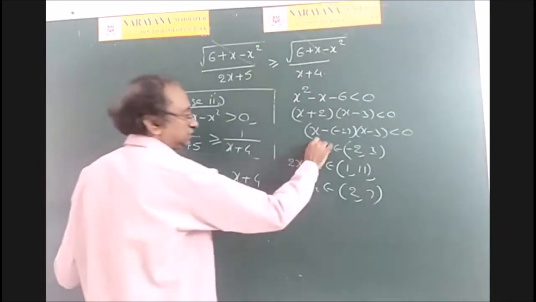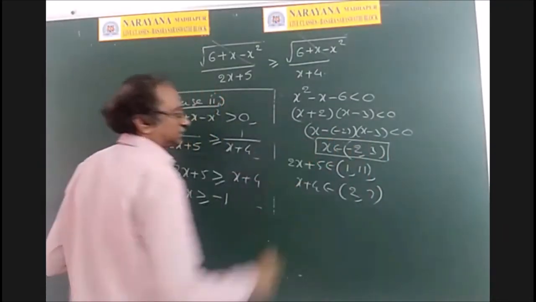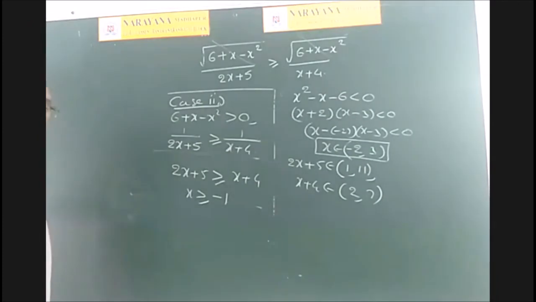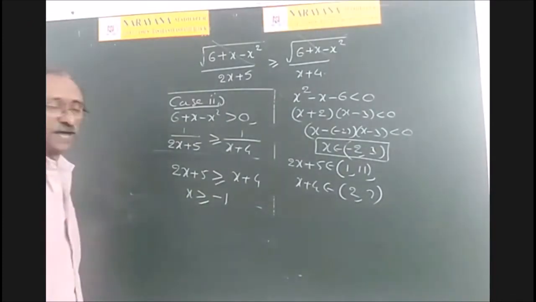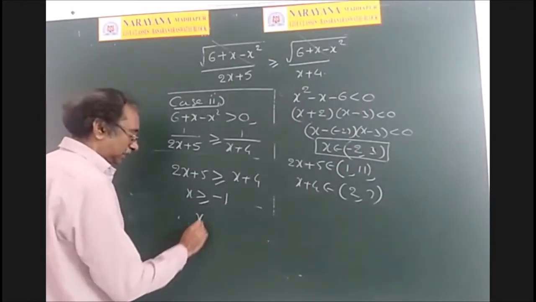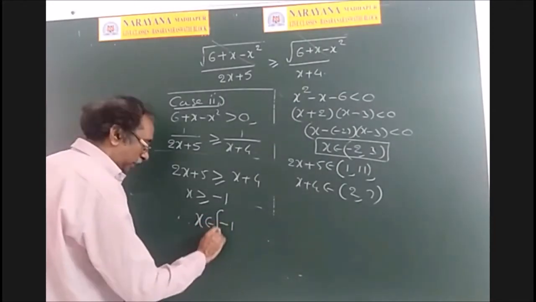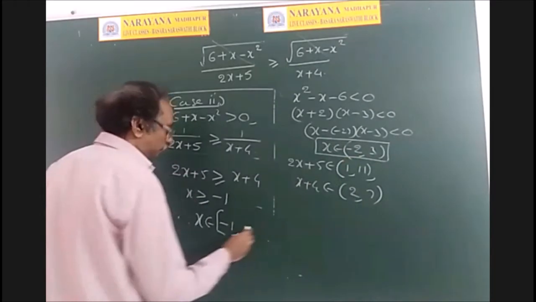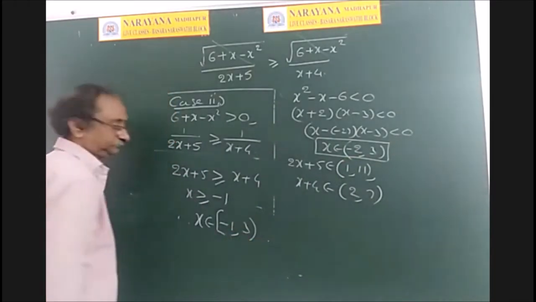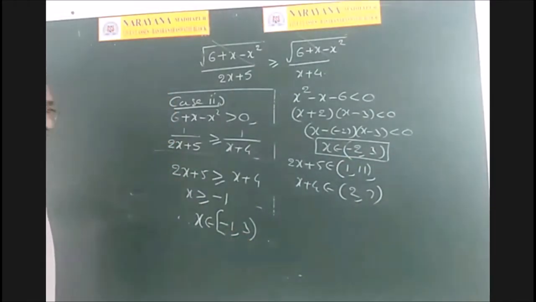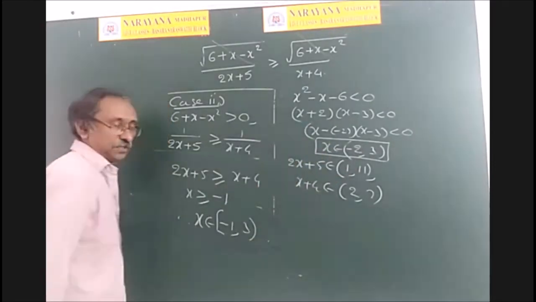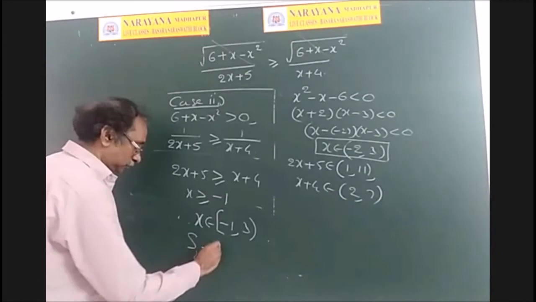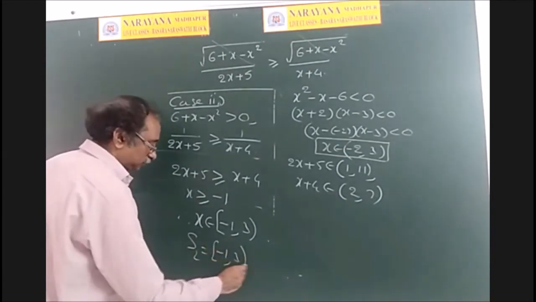So already see this interval, x belongs to minus 2 comma 3. Here we got x greater than or equal to minus 1. Therefore, what is the common range? Minus 1 to the open interval 3. Okay. So the number should be in between minus 1 to 3. So this is S2. S2 is minus 1 to 3.